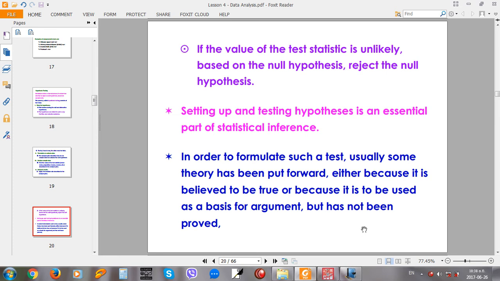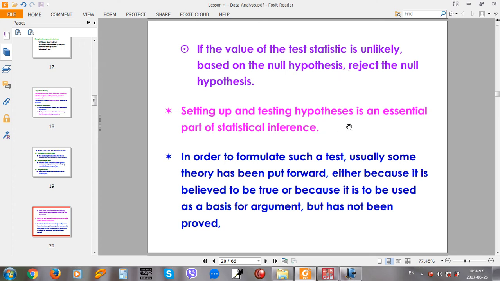If the value of the test statistic is unlikely based on the null hypothesis, reject the null hypothesis. There are some criteria for how to reject and how to accept the null hypothesis, which we will discuss later in the same lesson. Based on some values, we are going to reject or accept the null hypothesis.